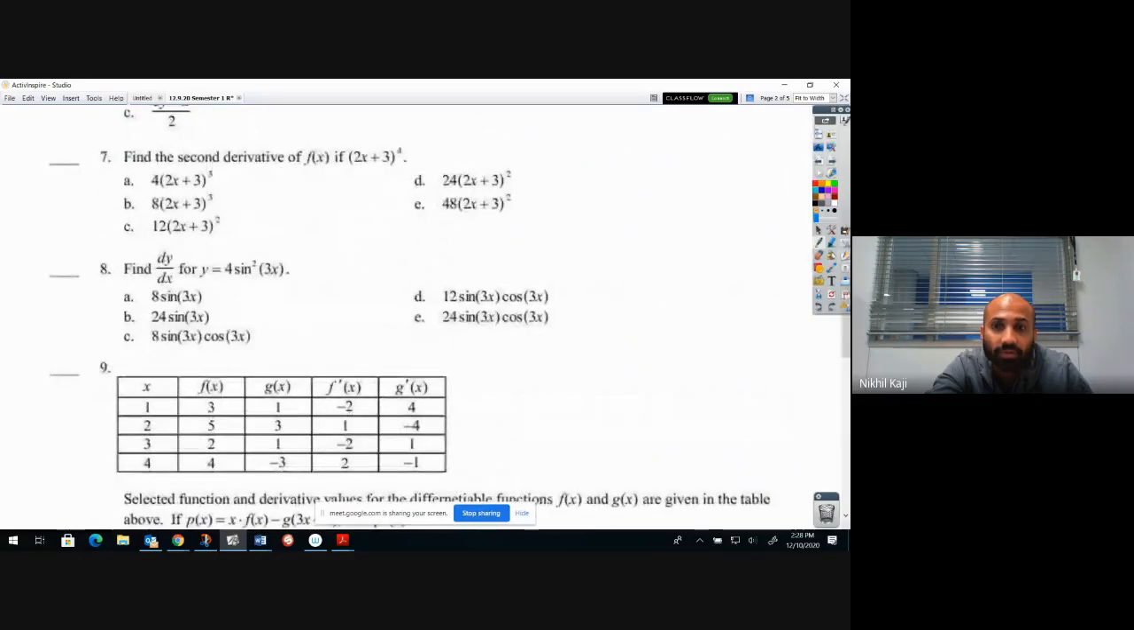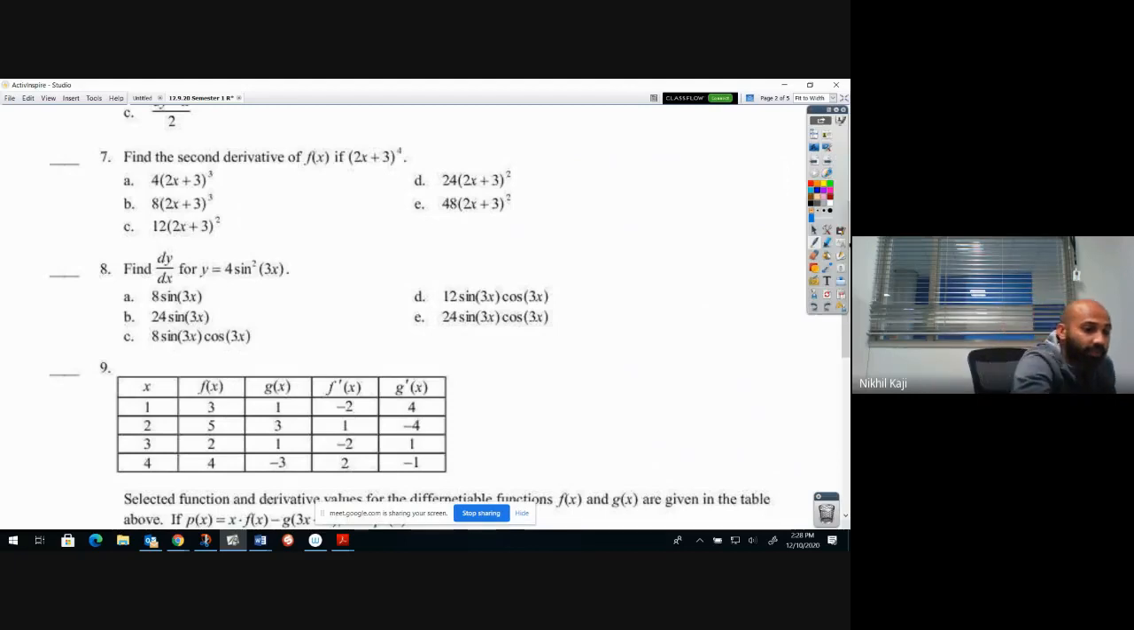Number 7. Here, find the second derivative of this. Okay, so they give us our original. Be careful what they give us, the original. Now let's find the first derivative. F prime equals 4. That ends up being chain rule.